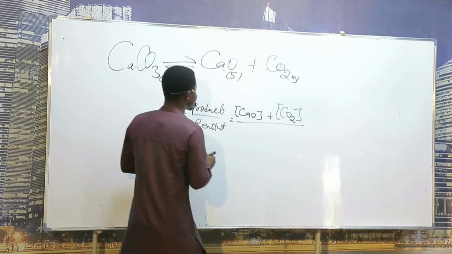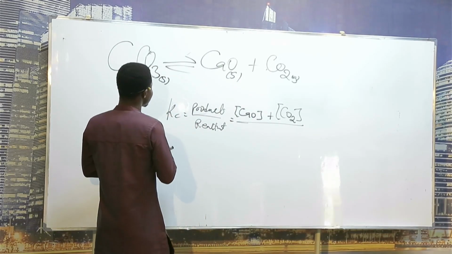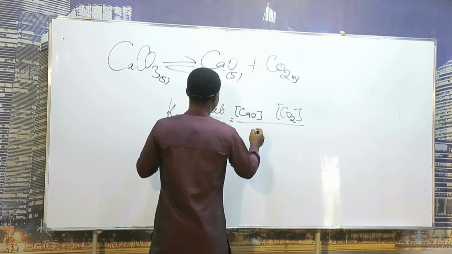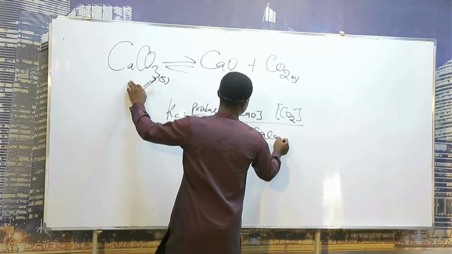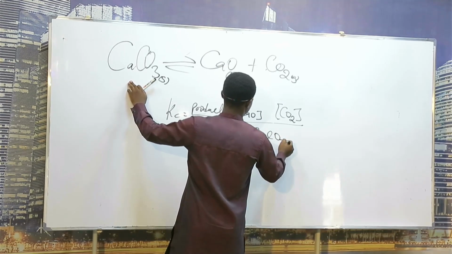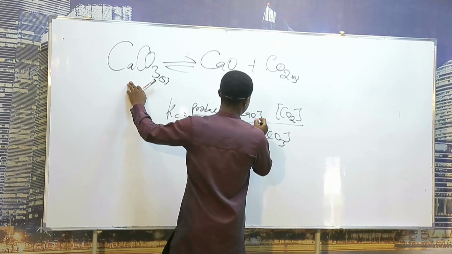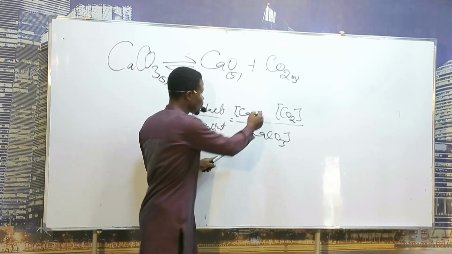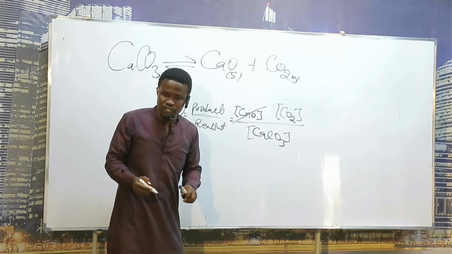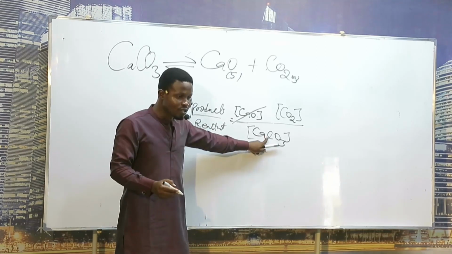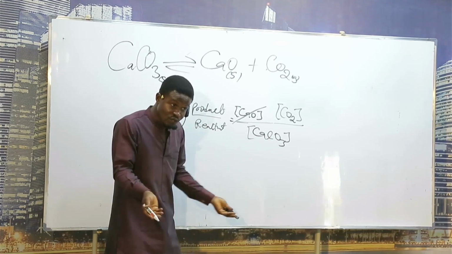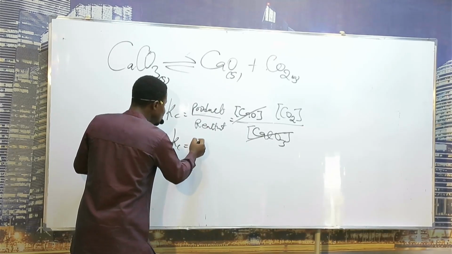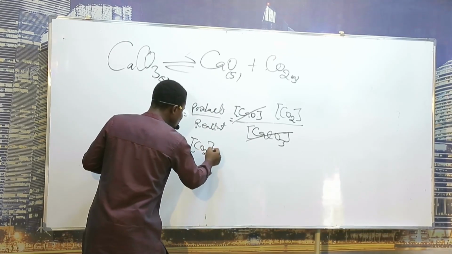Over what? Is it not times? Over the reactant, which is CaCO3. This guy is a solid. So it is unity, one. Remove it from your equation. You don't need it. This guy is a solid. It is unity. Remove it. The KC value is just CO2.